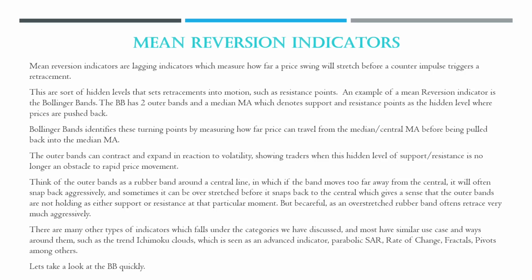Bollinger Bands identifies these turning points by measuring how far price can travel from the median or central moving average before being put back into the median moving average. The outer bands can contract and expand in reaction to volatility, showing traders when this hidden level of support and resistance is no longer an obstacle to rapid price movement.